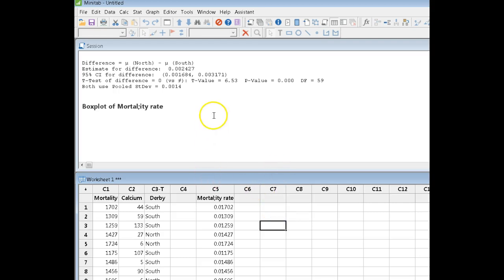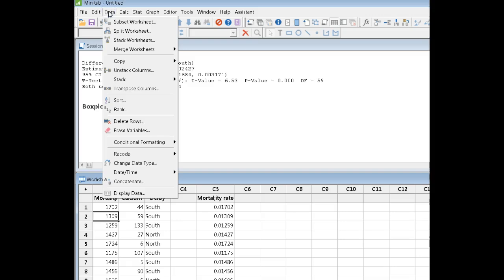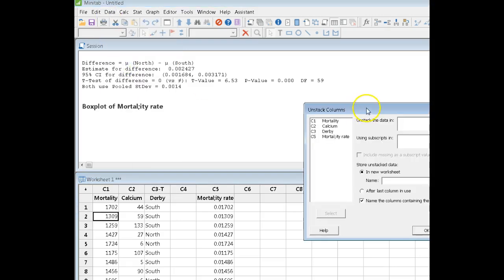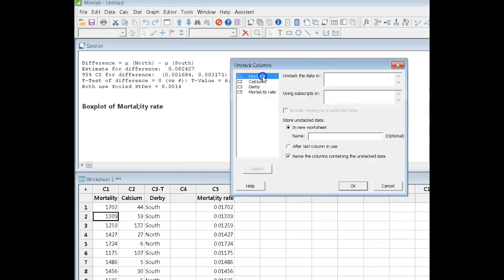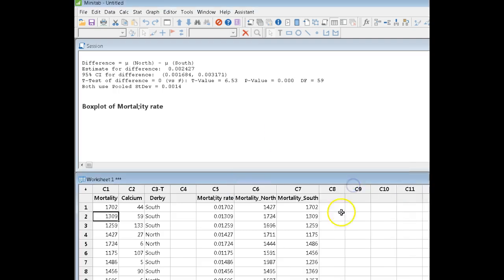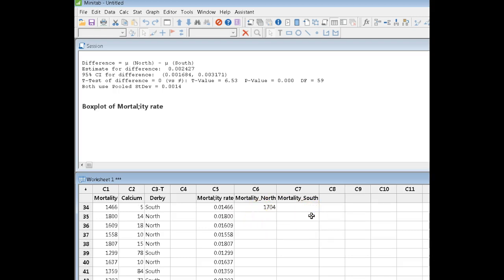Now I want to look at the north of Derby, but my data are all in one column right here. So in order to handle this kind of stuff, you need to unstack your data, and I'm unstacking the mortality numbers using the subscripts that are in the column that says Derby. Minitab wants to know where you want to put it. I'm just saying put it after the last column in use. So here are my mortality numbers north and south.